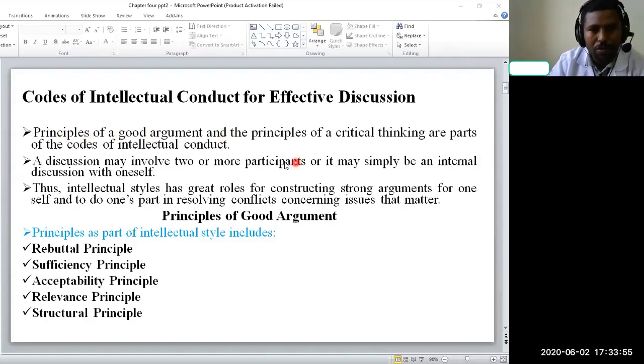So the principles of good argument and the principles of critical thinking are the codes of conduct for intellectuals. Let's look at these principles. Discussion may involve two or more participants. We may have a discussion with another individual. At the same time, we may have a discussion with those having more participants. And sometimes we may consult with ourselves, a discussion with ourselves.